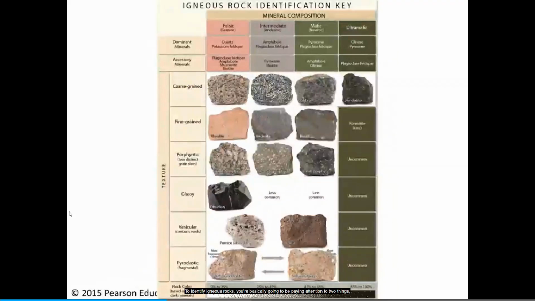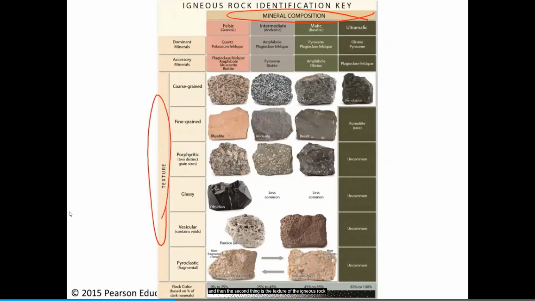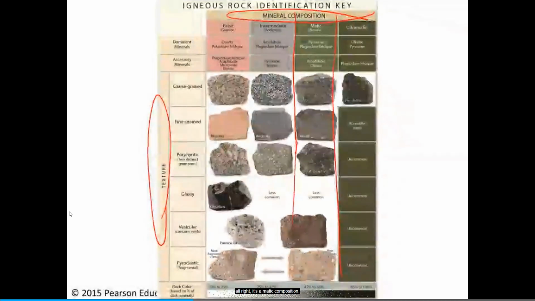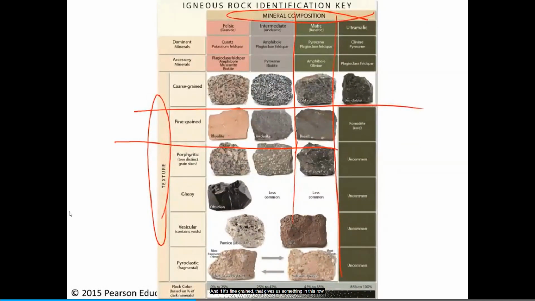To identify igneous rocks, you're basically going to be paying attention to 2 things. One is the composition of the igneous rock, and then the second thing is the texture of the igneous rock. Basically, a combination of the texture and the mineral composition will give you the igneous rock name. For instance, if the rock is mostly dark, that gives us something in this column. All right, it's a mafic composition. And if it's fine-grained, that gives us something in this row. The intersection of that column and that row is one rock and one rock only. That's a basalt. So a basalt is fine-grained and mafic.